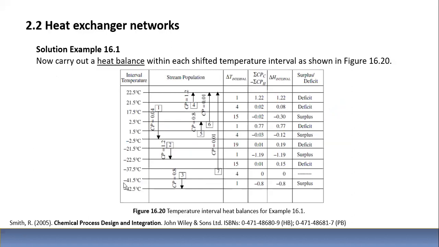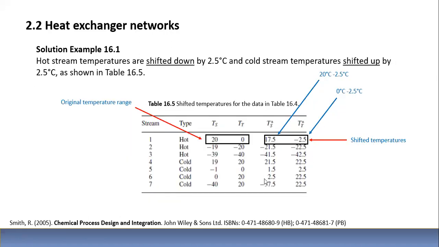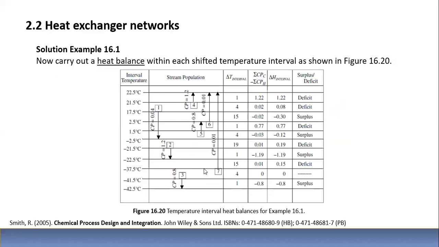So this shifted temperature interval has to reflect exactly that, coming from minus 42.5, minus 41.5, minus 37.5, minus 22.5, minus 21.5, minus 2.5, 1.5, 2.5, 17.5, 21.5, 22.5. So these are the exact reflection of these shifted temperatures that came from the actual temperatures of the PFD that we were studying.